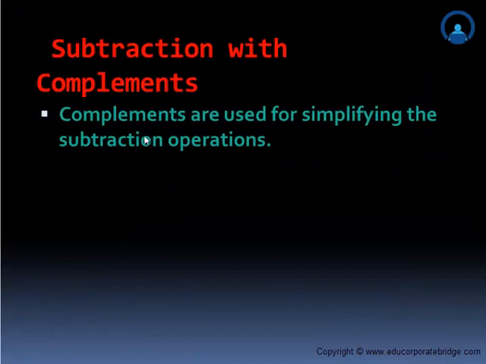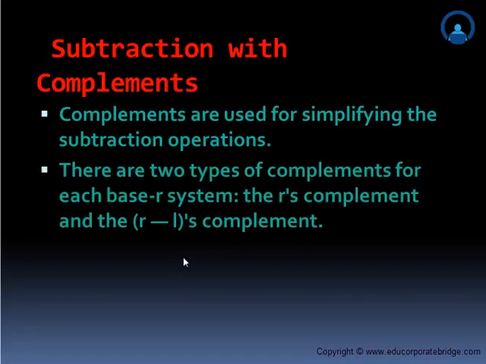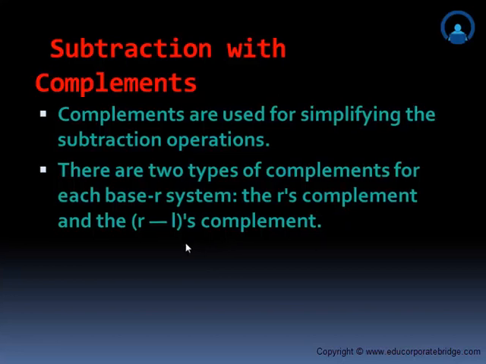Let's start with the first step, subtraction with complements. Complements are used for simplifying subtraction operations. That is, in digital number systems, we cannot directly subtract. Hence, to simplify the subtraction operation, we first find the complement of the number which is to be subtracted, and then add the complement of the subtrahend to the number from which it is subtracted. Before going on to the types of complements, I'll illustrate a rough idea of how the procedure is performed. Let's take an example.